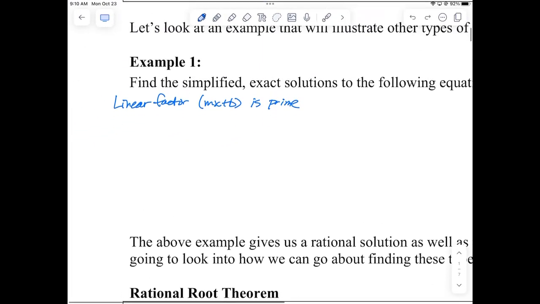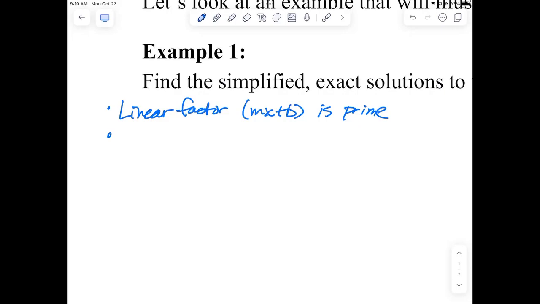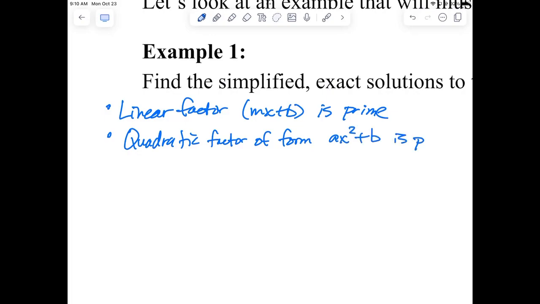So let's come over here and talk about another type of prime factor that you might see. A quadratic factor of the form ax squared plus b is also considered prime. Okay? It's the sum of two squares. That's prime. Okay? Isn't there a factor for the sum of 2 squares? No. You're thinking of the sum of two cubes. Yeah, the sum of two cubes is factorable. The sum of two squares is not.